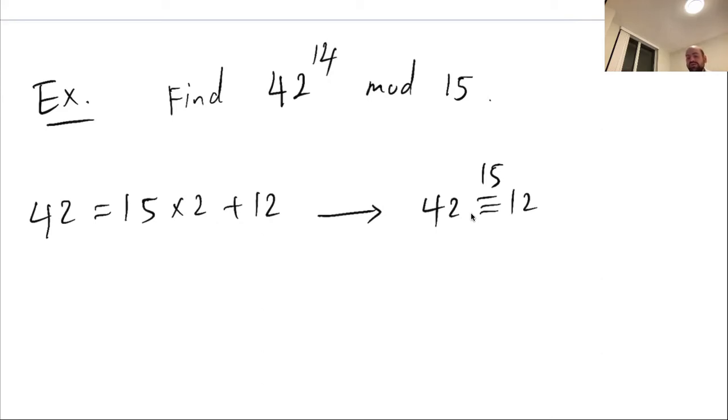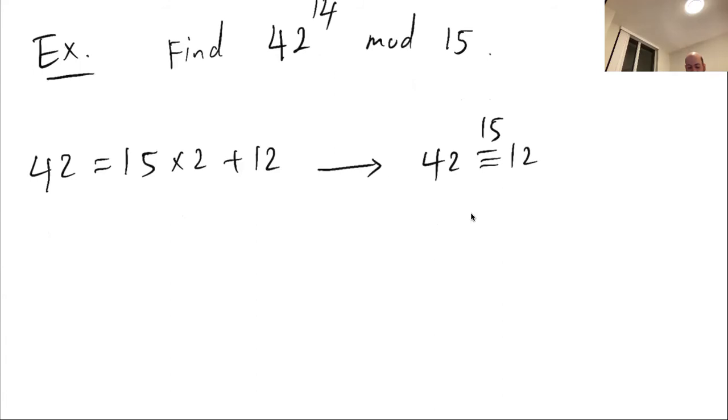Smaller in absolute value, because the sign, I can take care of the sign. If it's negative, I know that negative to odd powers remains negative, to even powers becomes positive. I just care about absolute value. So 12 is too big, relatively big. Can I replace it with something smaller?